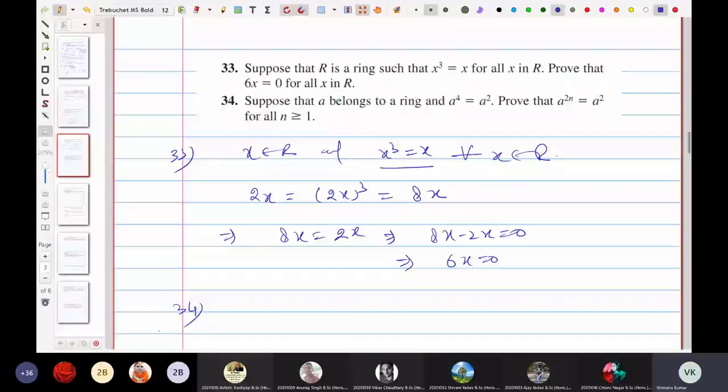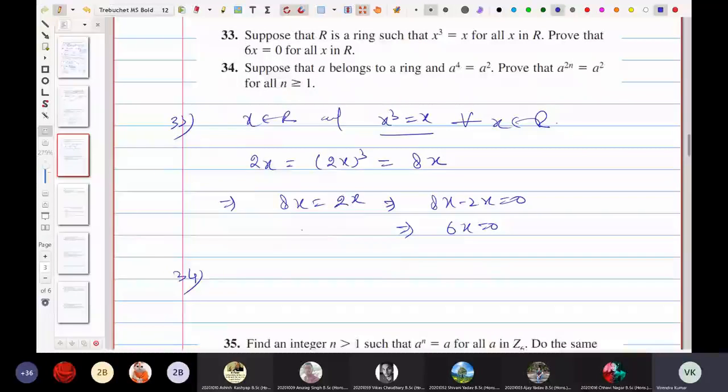Question number 34. If a belongs to a ring and a to the power 4 equals a squared, then we need to prove that a to the power 2n equals a squared. You can use induction here. For n equals 1, a to the power 2 times 1 equals a squared. This is true for n equals 1.